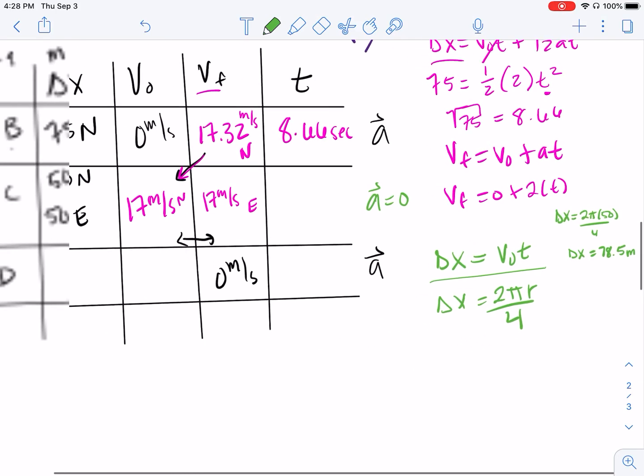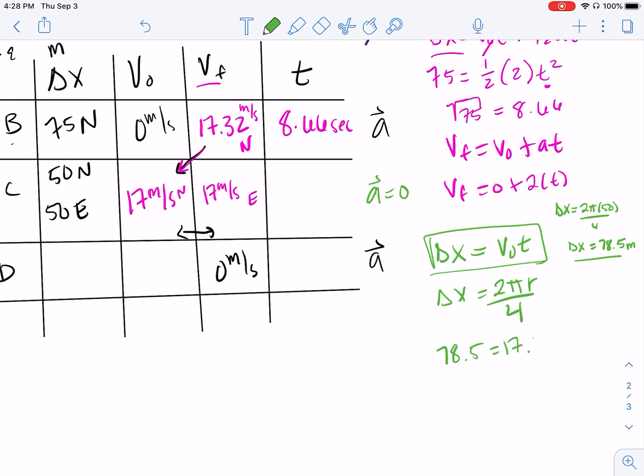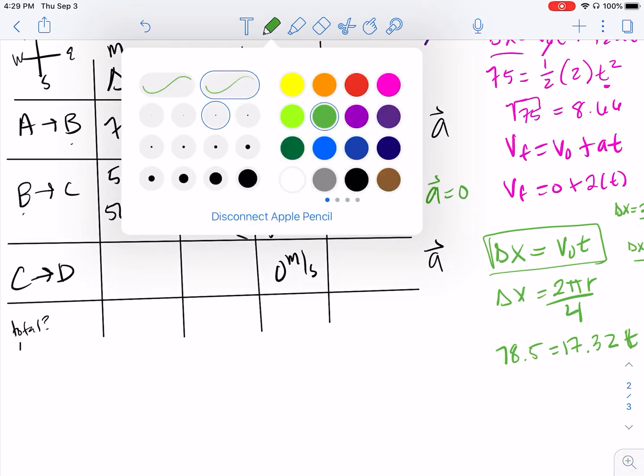That hasn't really given me everything I need yet because I know that I'm solving for time. But the reason why I did this is because I wanted to use this equation. So I have my delta x. So I say 78.5 is equal to 17.32 times time, giving me a time of 4.53 seconds. So once again, every time we're trying to tackle this, what information do we have, how can I solve for what I need? What information do we have? How can I solve for what I need?